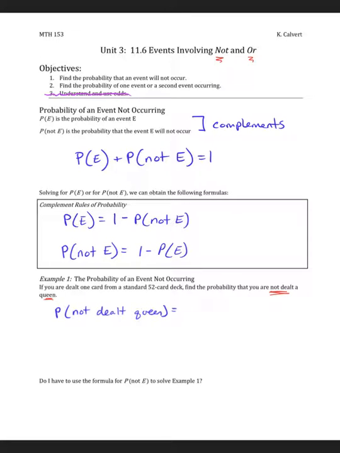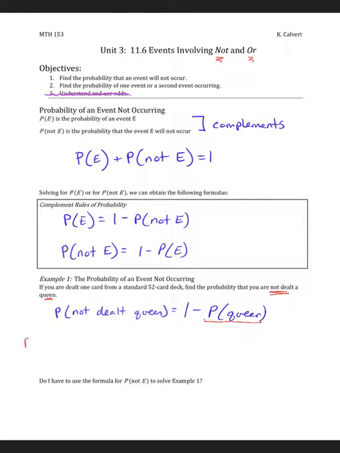So using the formulas from above, we actually want to look at this second one here because we want to find the probability of something not occurring. So we want to take 1 minus the probability of the event actually occurring. So this is going to be equal to 1 minus the probability of getting a queen. Now I'm going to come over to the side here and do some scratch work. We need to find what this probability of getting a queen is.